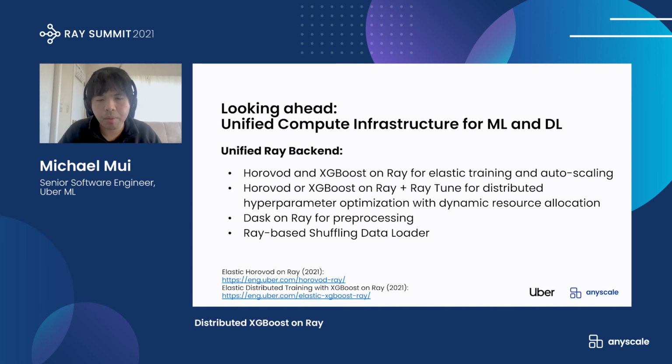And these are all steps towards a more unified compute backend for ML and DL. Some other ongoing things that we're exploring, like Dask on Ray for preprocessing. We're also looking into Ray to solve the shuffling data loader issue in deep learning training. In deep learning training, shuffling is often required to decorrelate the data and improve generalization. But it's expensive at times, especially for large amounts of data, because one can only shuffle a portion at a time while it is being consumed. This portion size ends up being a trade-off between training quality and data loading speed, and we're looking to see if we can use Ray to solve this problem as well.